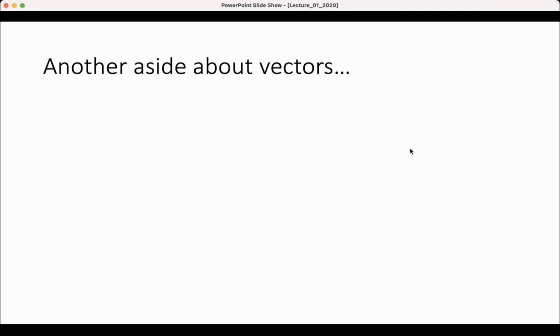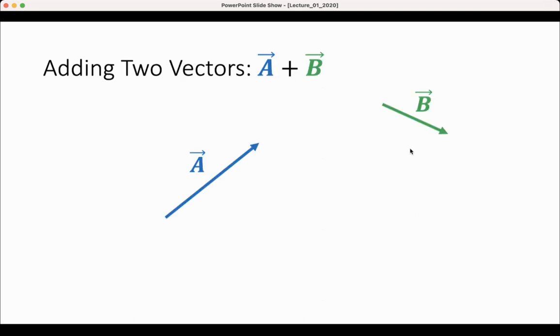We need another aside to discuss vectors. So here, I want to teach you how to add two vectors graphically. Let's say I have a vector A, it's shown here, and I have a vector B, shown there, and I want to take B and add it to A.